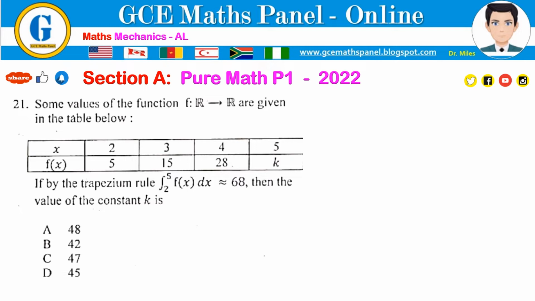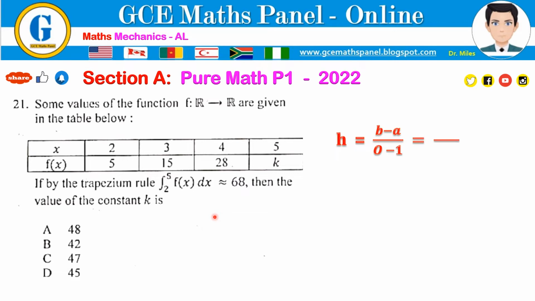So this question reads: some values of the function f are given in the table below. So these are the values you can see. Now use the trapezium rule and find the integral of f of x dx from 2 to 5. When they look for this integral, the value is approximately 68. Now they want us to use this idea to find the value of the constant k.